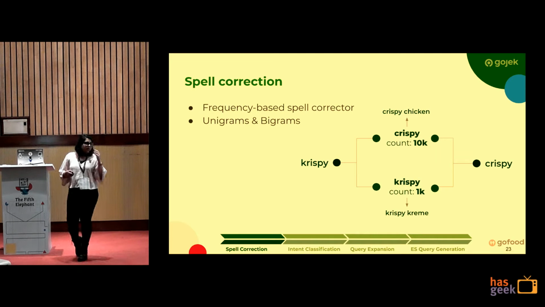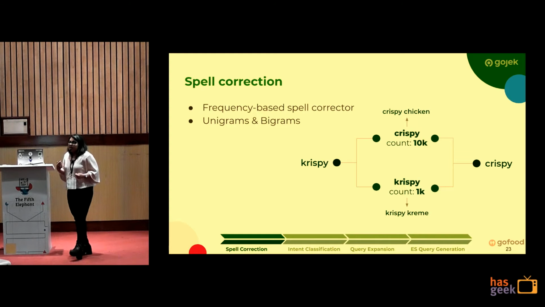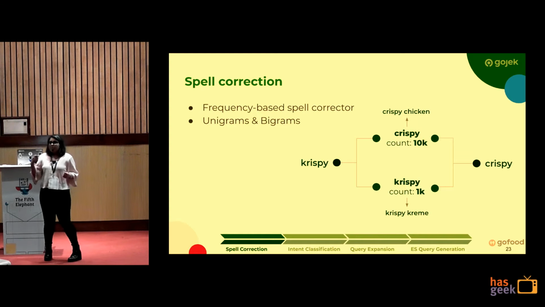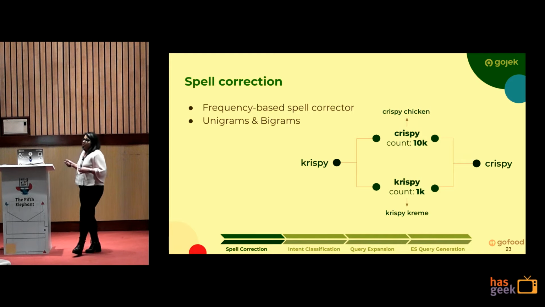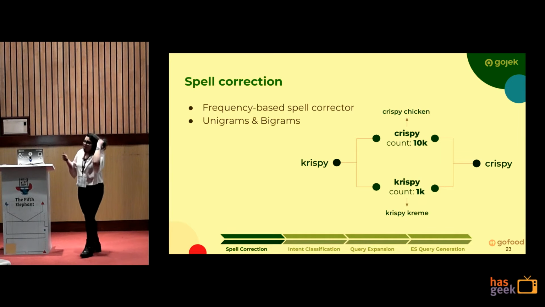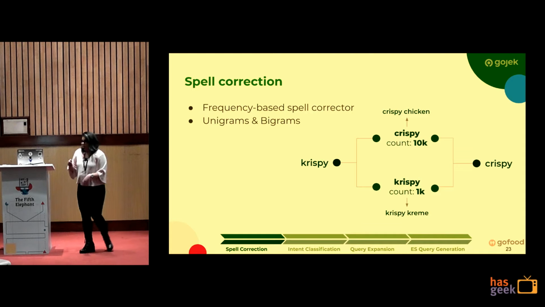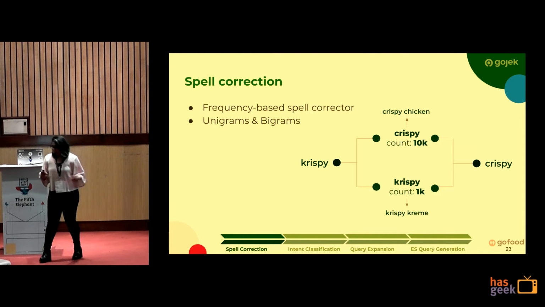Now, you can imagine there might be certain challenges with this. What if the person was actually looking for a restaurant called Crispy Krem, and they intentionally typed crispy with a K? One way we can work around this is that even though this query is spell corrected, we make sure that we have a fuzzy match in our Elasticsearch query clause so that it also matches other words that are a certain edit distance away, like the user's original query.